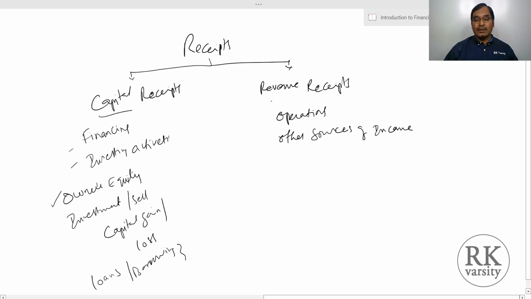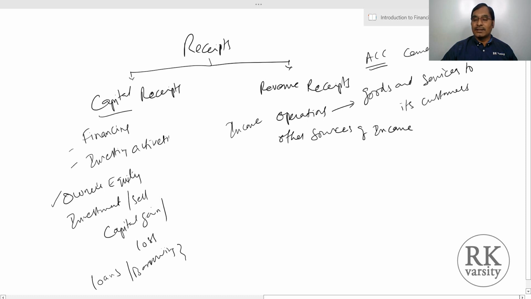On the other side, when it comes to revenue receipts, we have two classifications. One is receipts from operations. When we say revenue or income from operations, that means this is a source of income which a business generates on offering goods and services to its customers. Take for example, ACC Cements. ACC manufactures cement and sells the cement to its customers and generates a revenue. So this is the income from operations for ACC Cement.